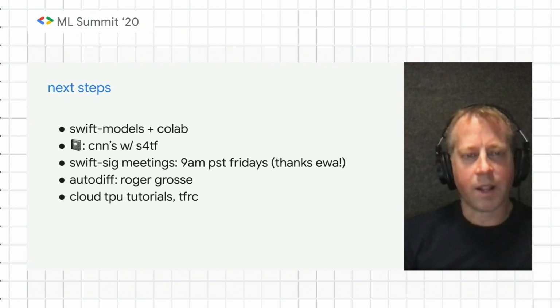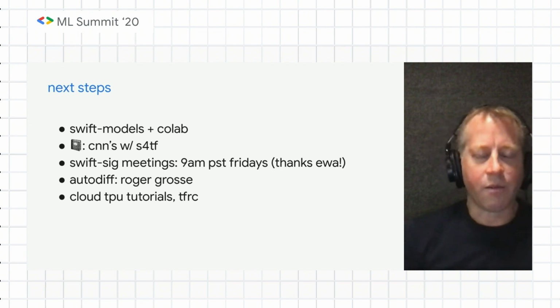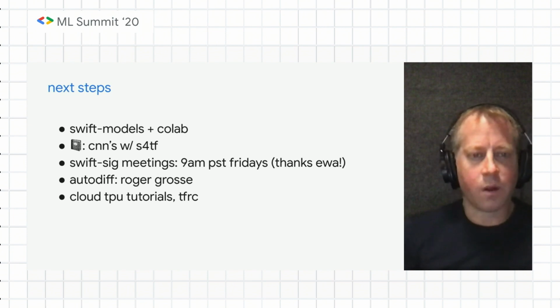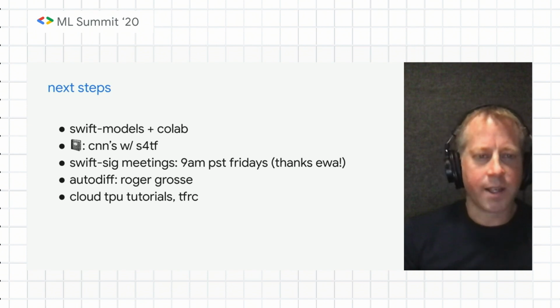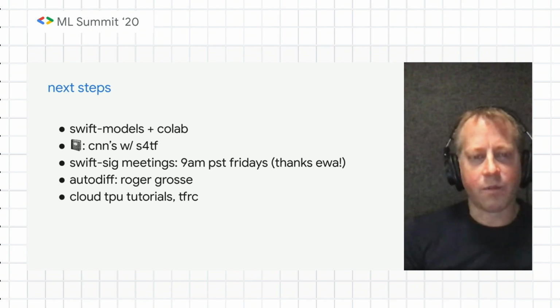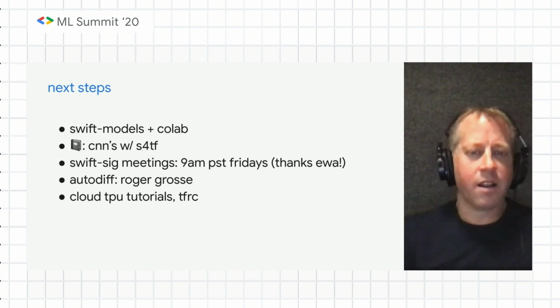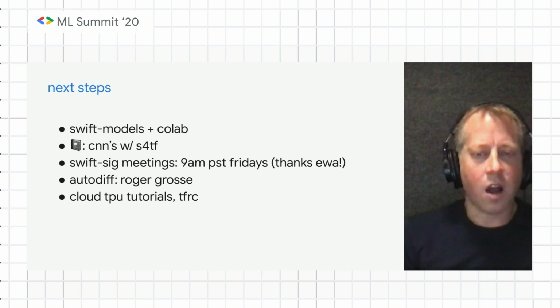If you're interested in playing around with this Swift code, I would highly suggest you check out the Swift models repository and Google Colab. You can get things running in a web browser pretty easily. I've written a book. It will be out shortly, called Convolutional Neural Networks with Swift for TensorFlow, so you might check that out. At 9 a.m. Pacific on Fridays, the Swift SIG group does video calls. If you're interested, I would highly suggest you listen in. They usually have really interesting talks.